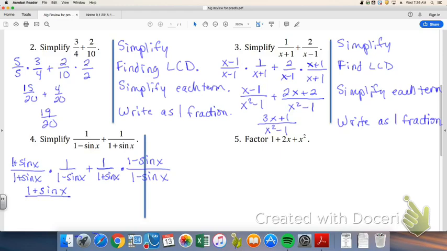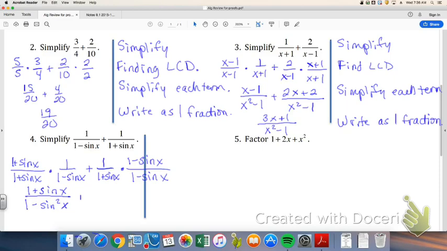1 times 1 gives me 1, minus sine times sine will give me sine squared x. 1 times 1 gives me the 1. The outer term, 1 times negative sine of x, and the inner term, positive sine of x times 1, are going to cancel. And then sine of x times negative sine of x gives me minus sine squared x. So when we multiply sine of x times sine of x, we need to write it as sine squared of x. So make sure you put the squared right after the sine and not after the x.